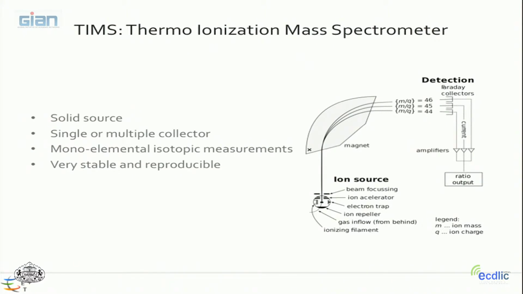Conversely, the problem with thermo-ionization is the efficiency of ionization. Typically, you are emitting a few percent of the total amount of sample you have introduced in the machine, because it's not as efficient as other types of ionization process.